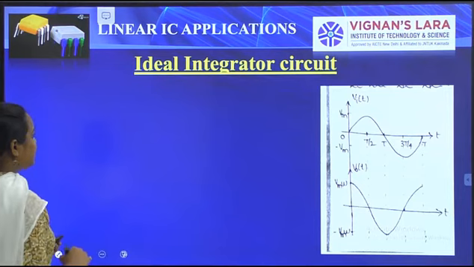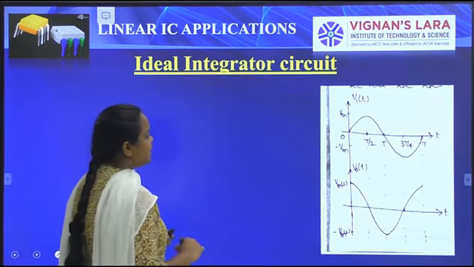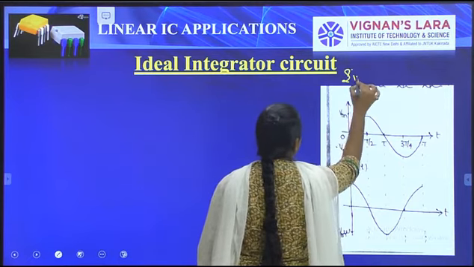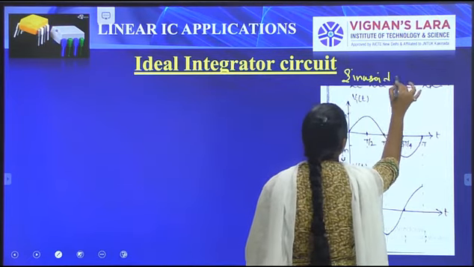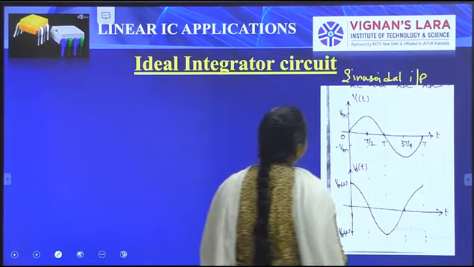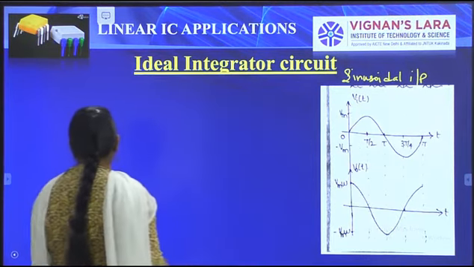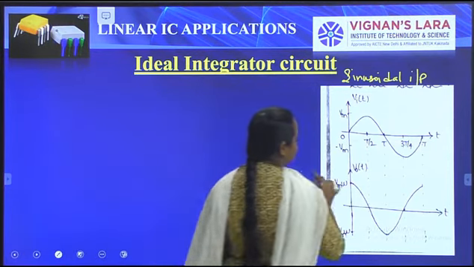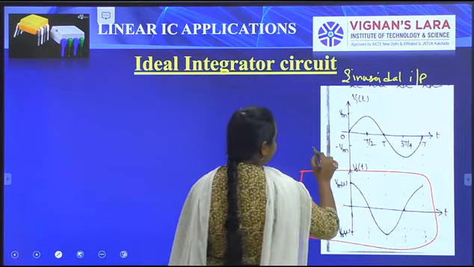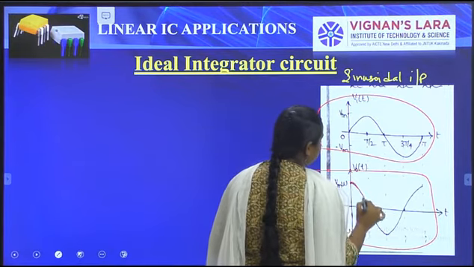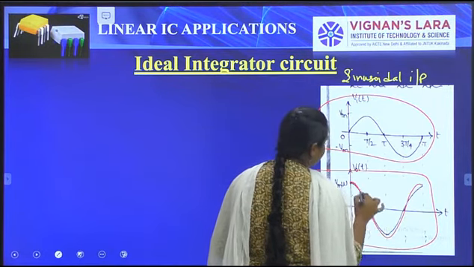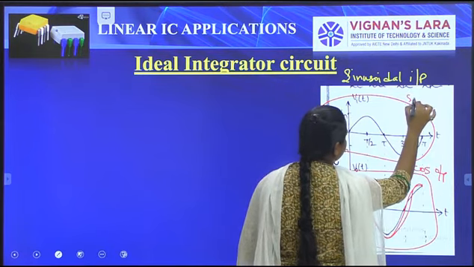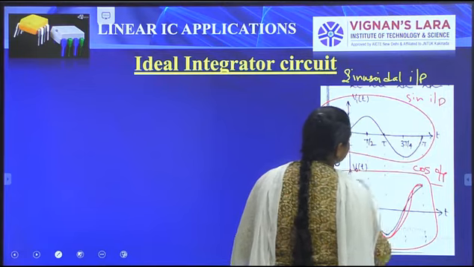So next we have a sinusoidal wave. Here we are going to take the sinusoidal input. By using this sinusoidal input, we are getting the cosine. That means a cos output. Input is a sine input, but we are getting the cos as an output.